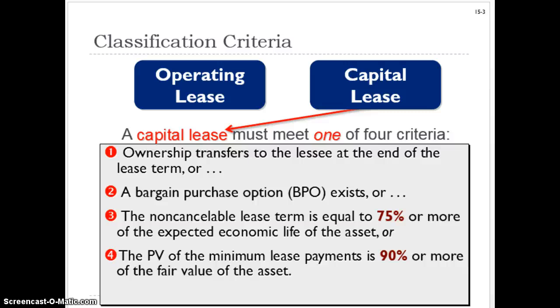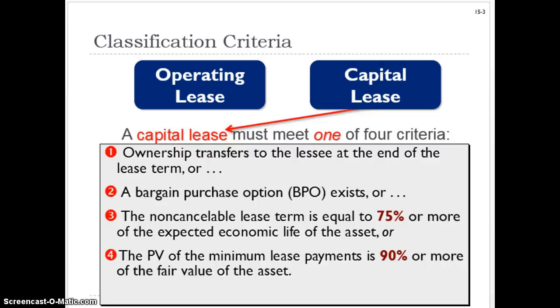All right. The first option is if ownership transfers to the lessee at the end of the lease term. If that's the case, then it's a capital lease because really it is a transfer of ownership of the property. The second one is a bargain purchase option exists, and we're going to talk about each one of these in turn. The third one is the non-cancelable lease term is equal to 75% or more of the expected economic life of the asset. I don't want to get into too much description because we are going to talk about each of these.